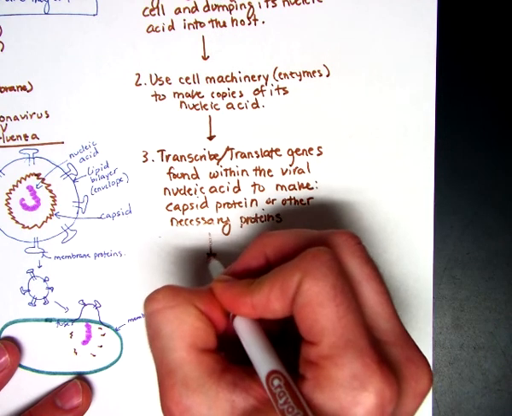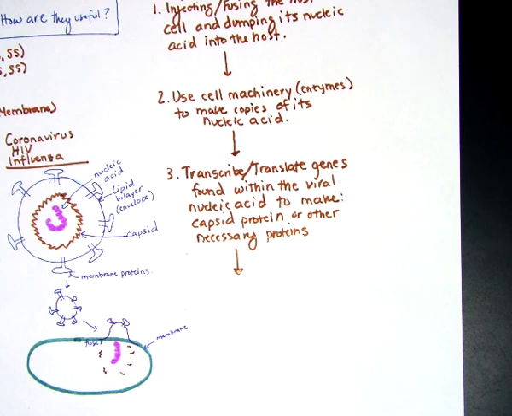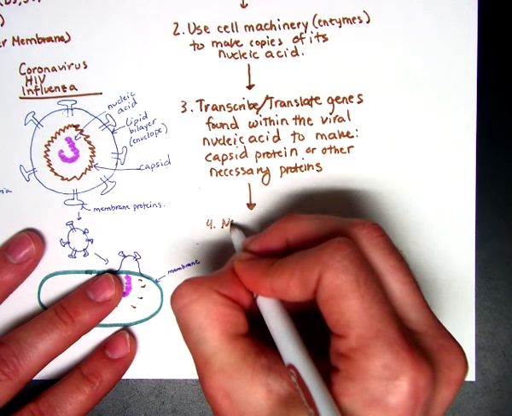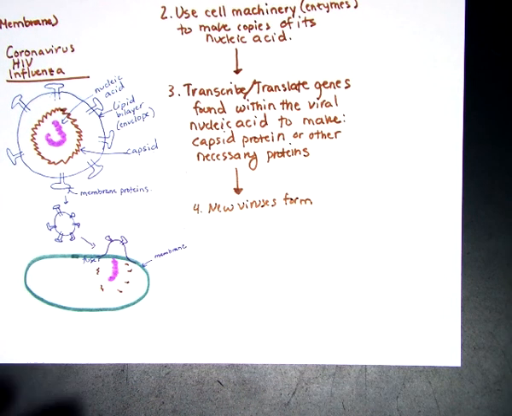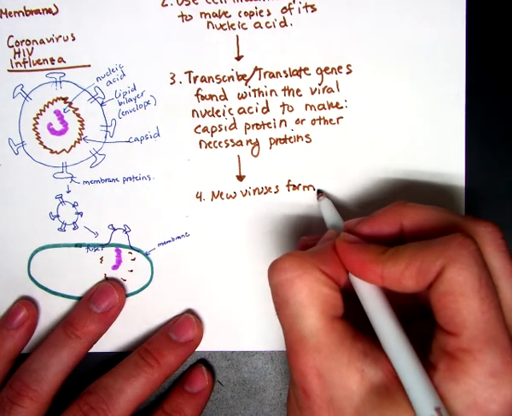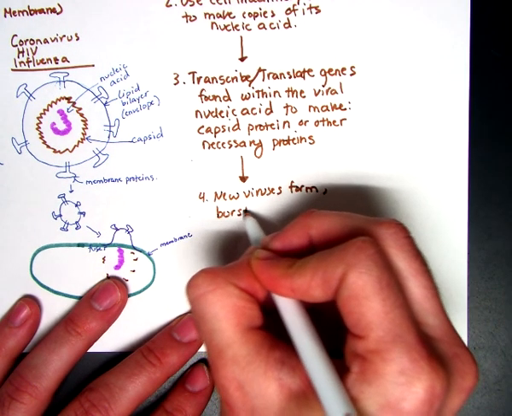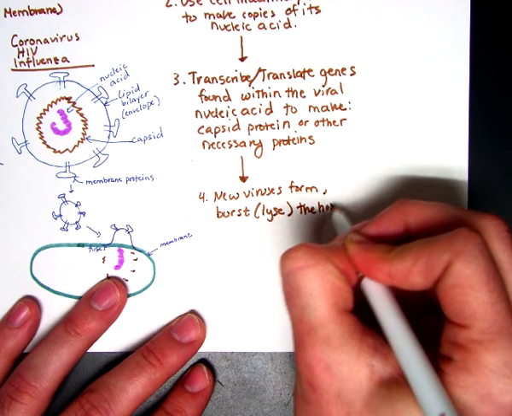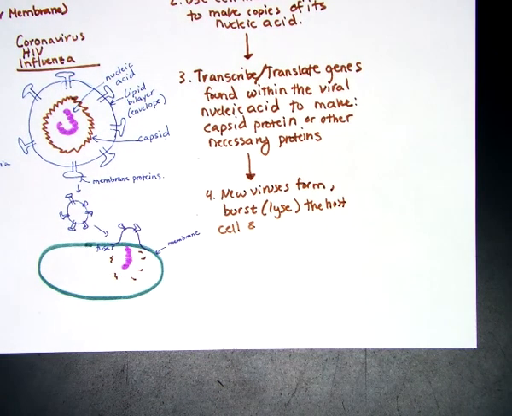And then it's got copies of its nucleic acid, it's got all the proteins it needs, and the last thing here is that, number 4, new viruses form. They actually self-assemble. Those capsids come together around nucleic acid copies, and they actually burst or lyse the host cell. And those new viruses go and infect other cells.